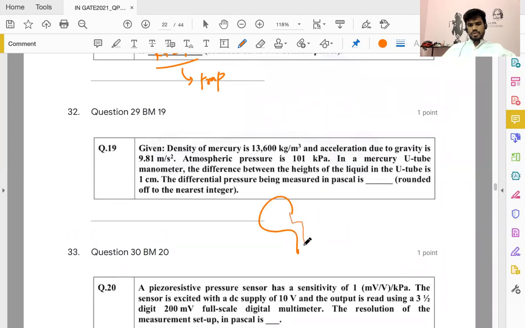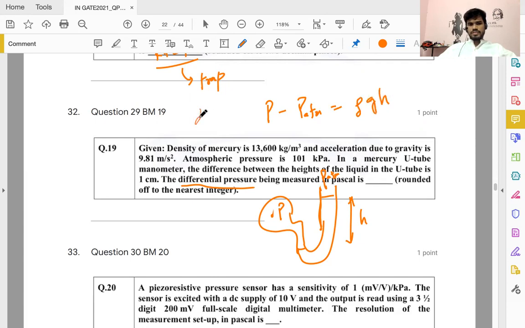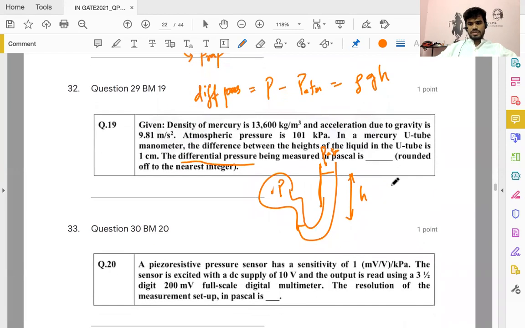So this kind of a setup, what you have here is the pressure that you are trying to measure. This is atmospheric pressure over here, and the liquid level has a height difference of something. Okay, this is PATM at this end. And what you're measuring is differential pressure. That is, let's say, call this pressure P. What you're measuring is P minus PATM. That should be equal to rho GH. Okay, this is diff pressure. And just find, rho is given, G is given, H is given, find that. You should get an answer.